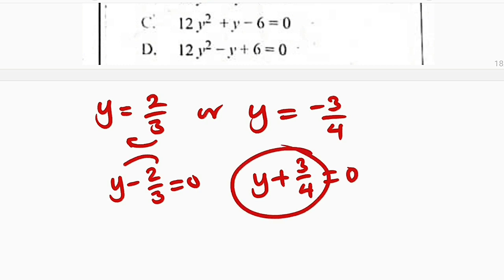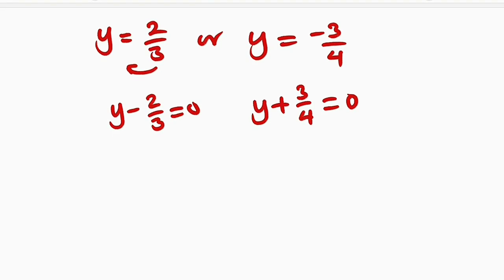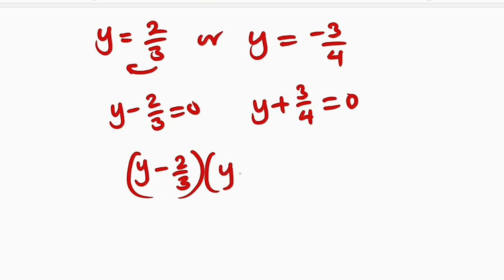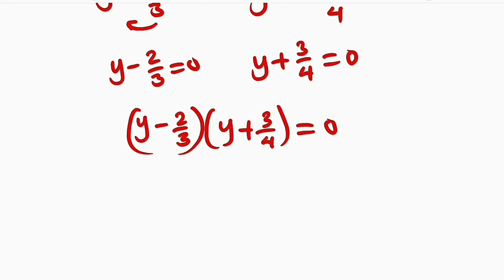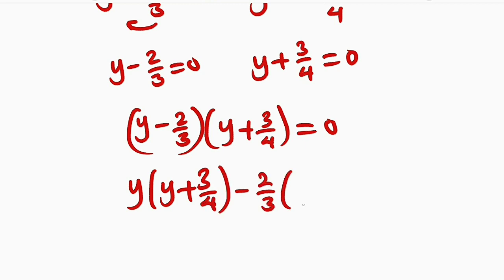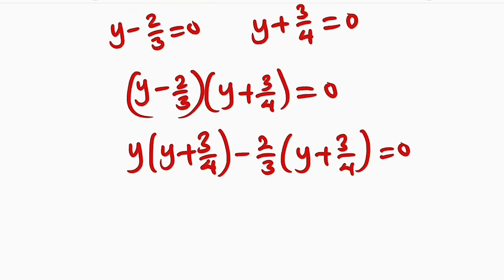So if you take these two factors and multiply them together, you are going to obtain that quadratic equation. So we have Y minus 2 over 3 multiplied by Y plus 3 divided by 4. This is equal to 0. By distribution, we have Y multiplied by the whole of Y plus 3 divided by 4. Then we take negative 2 over 3. We also distribute into the second bracket. Then we simplify and get our quadratic equation.